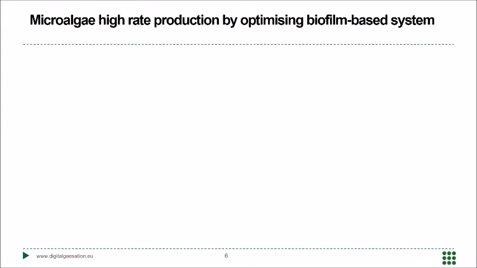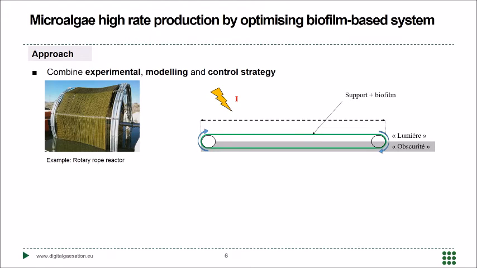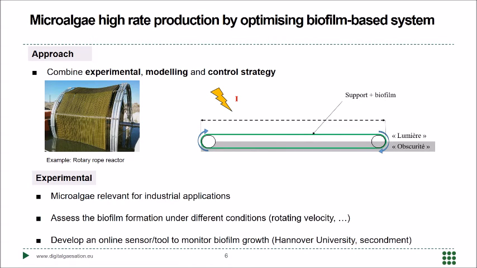So let's now talk about the project. We will have an approach that combines experimentation, modeling and control. We are going to use this kind of rotating reactor, so cells will be exposed to light and to darkness. We are going to study biofilm formation under different conditions, looking at, for instance, the velocity. And we will develop online sensors to monitor this biofilm growth with the help of colleagues from Hanover.